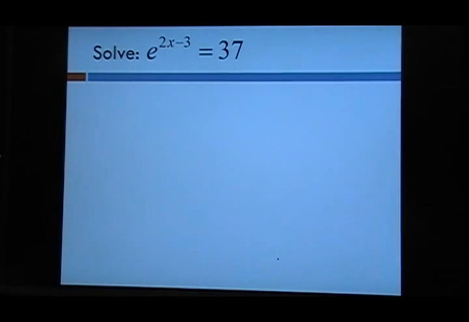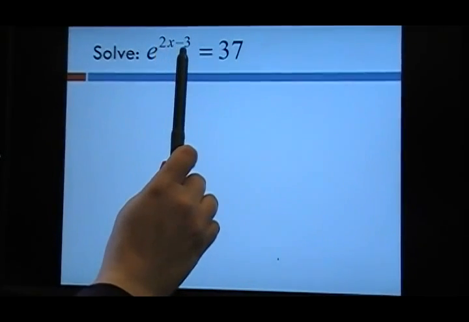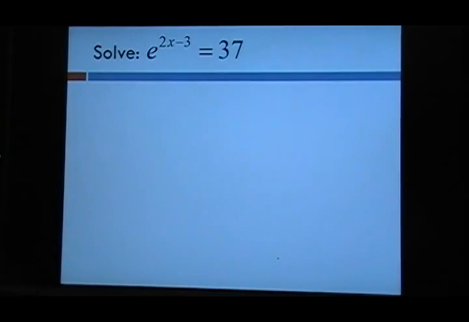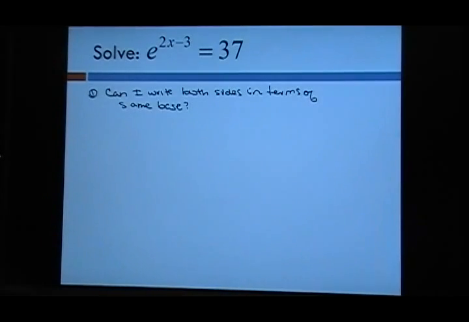Next example, so we want to solve. It is an exponential equation because the variable is in the exponent. So from now on, if you're given an exponential equation, the first thing you ask yourself is, can I write both sides in terms of the same base? If you can, that's typically the easiest way to solve an exponential equation.